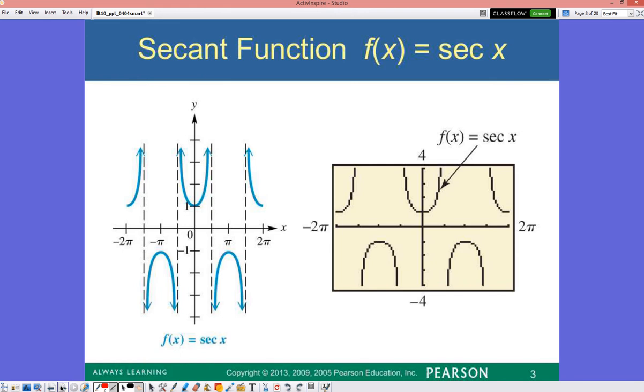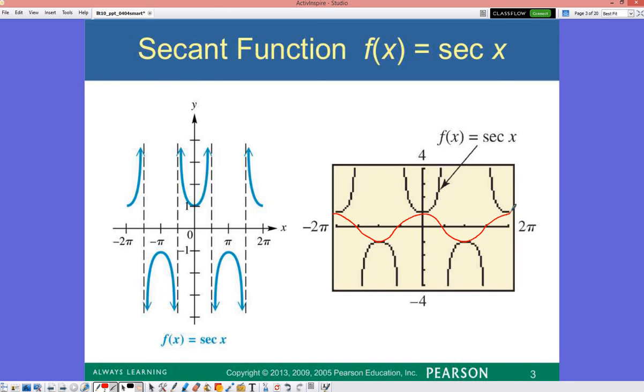So this is what our graph is going to look like. This is secant, and I'm going to sketch what the cosine graph would look like. The cosine graph would start here, go down to here, up, down, and there we go. So this is the graph of the cosine.